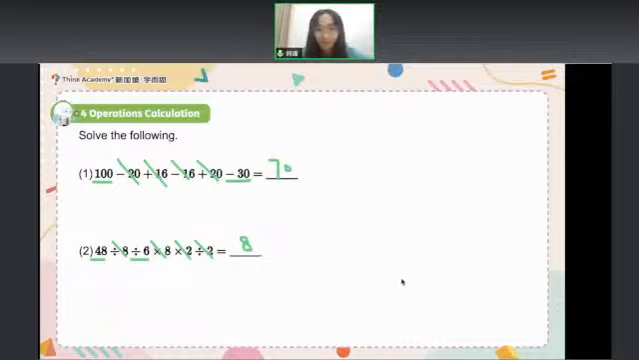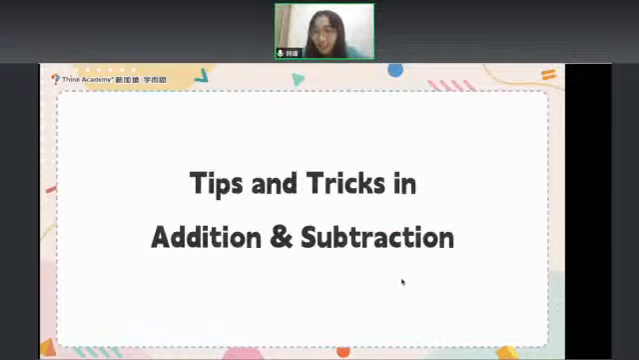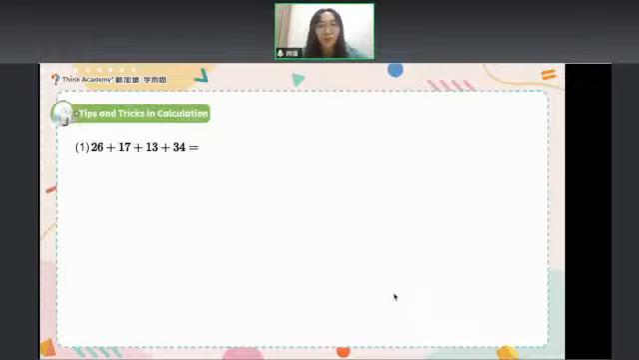Okay, so move on to the second part, that is the tips and tricks in addition and subtraction. So here everyone, please take out a piece of blank paper. Let's try it. Are you ready? Let's go. So for the first one, 26 plus 17 plus 13 plus 34. Could you please tell me any easier way to calculate this one?